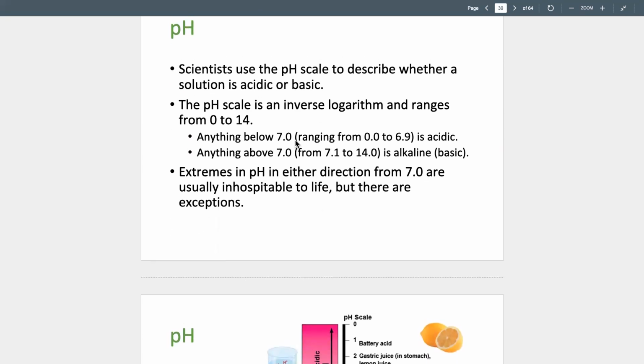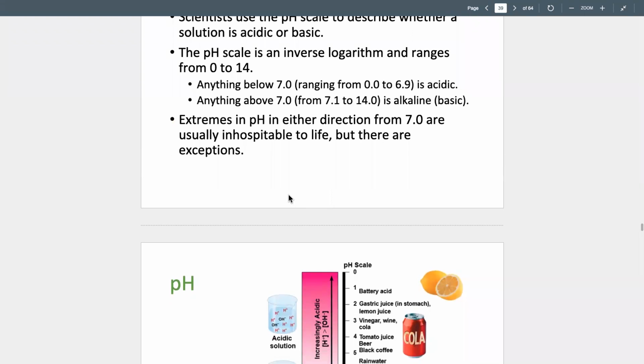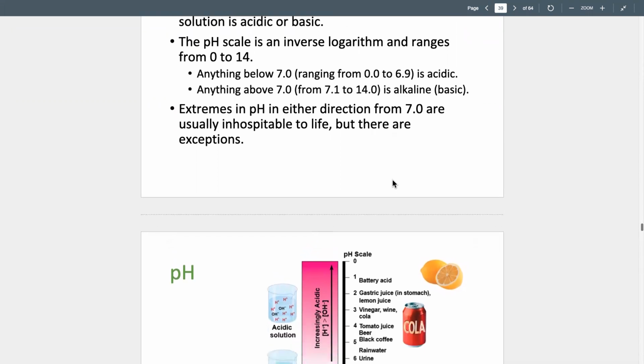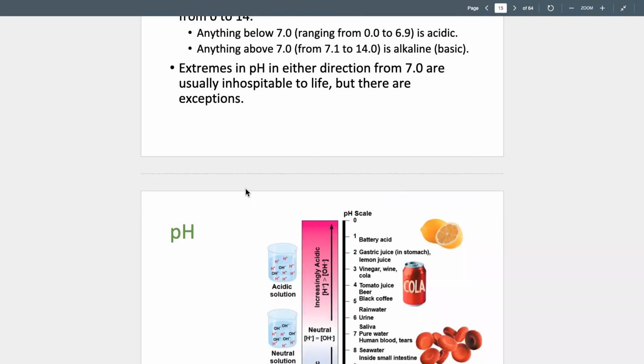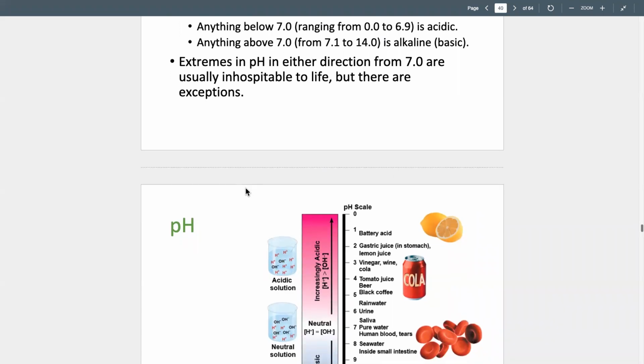pH is just a scale scientists use to describe whether a solution is acidic or basic. So the pH scale again ranges from 0 to 14. Anything below 7 is going to be acidic, anything above 7 is alkaline. And the extremes in pH in either direction from that middle neutral point of 7.0 are usually inhospitable to life, but there are exceptions like what we see down on deep sea thermal ocean vents that are pretty acidic conditions. We see life teeming there actually. So there are what we call acidophiles that like acidic conditions, that kind of thing.